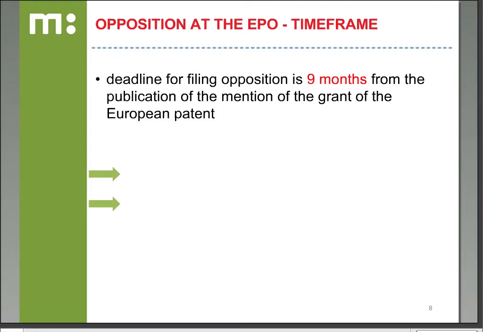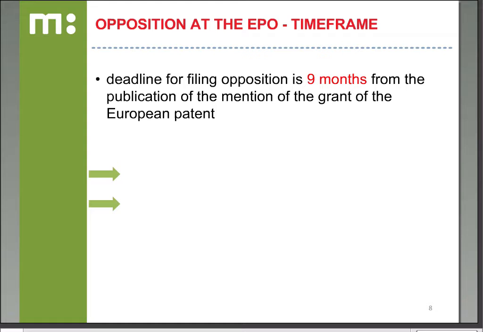Usually the deadline for filing an opposition is 9 months from the publication of the mention of the grant of the European patent. 9 months is, in my view, quite sufficient even if you need to have translations sent back and forth to outside parties, even if you have to carry out a search. But of course, that's only sufficient if you're aware of the patent. So if you have a competitor who is quite active, you may consider installing a patent watch on their pending patents, to be in the position to decide about a possible opposition in due time.